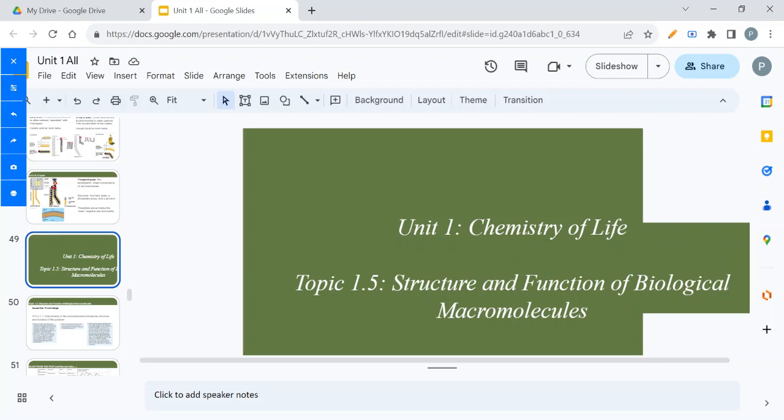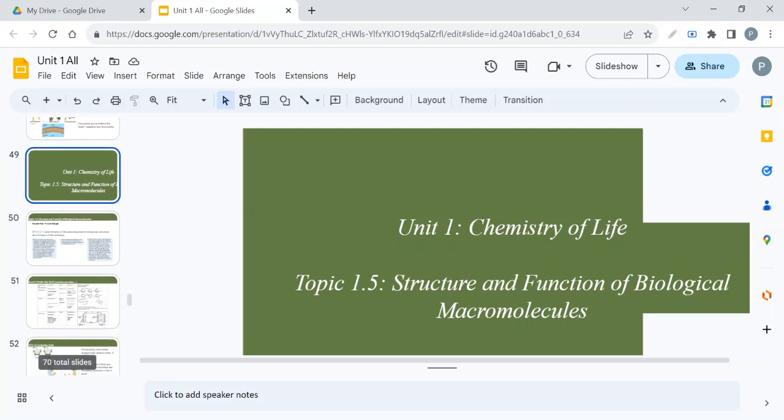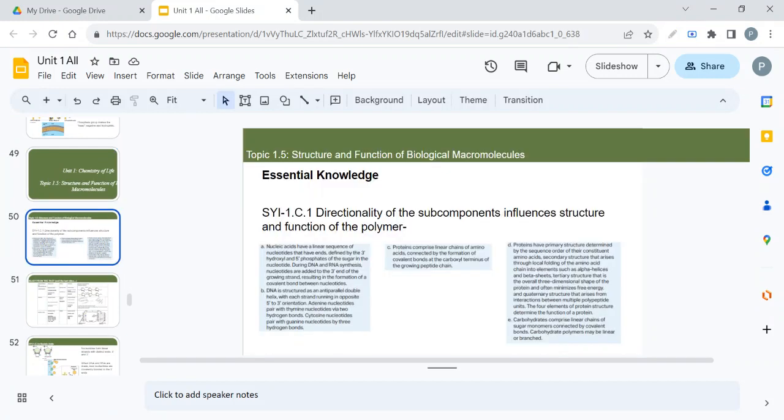Okie dokie, everybody. We are going to be going into the fifth section of our notes, which is going to be about the structure and function of biological macromolecules. Didn't we already learn about the structure? We are, but we're now going to understand a little bit more about how these structures actually form or why they're formed. You want to pause the video, you can go and take a look at this.